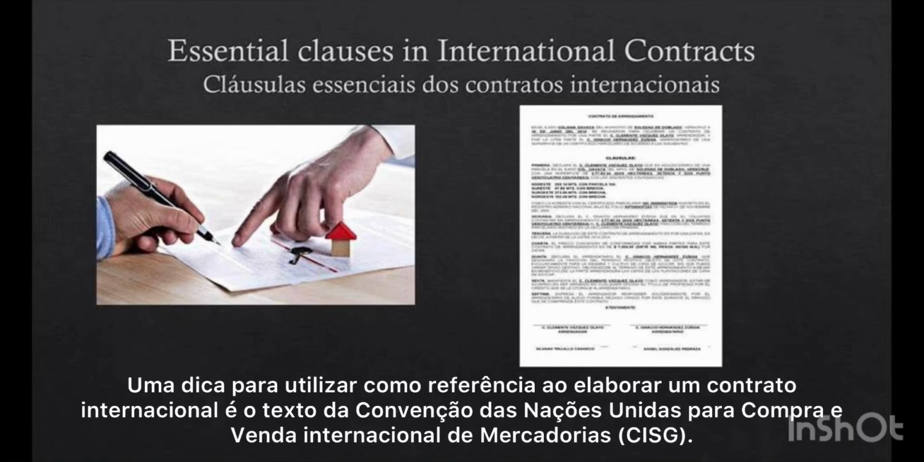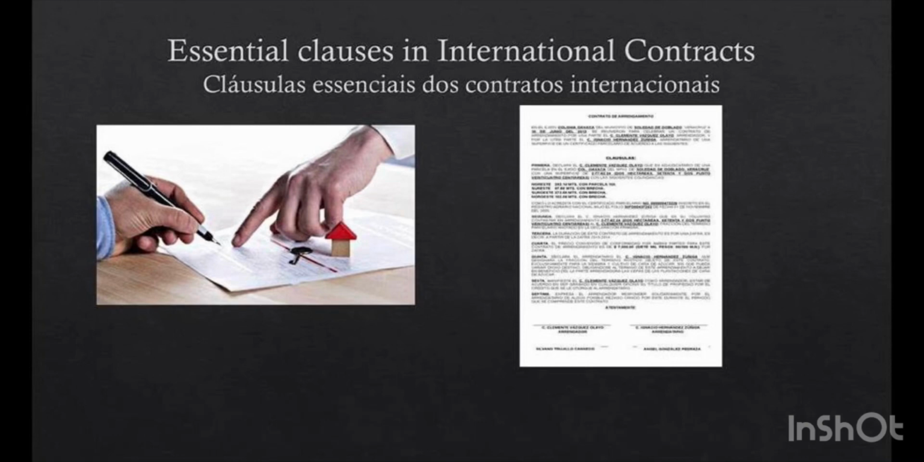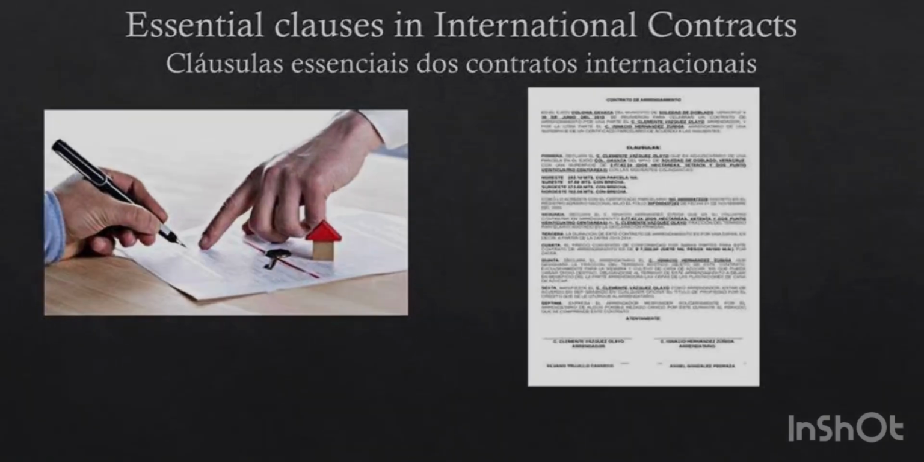A type to use as reference when drafting an international contract is the text of the United Nations Convention for the International Sale of Goods. It came to Brazil and brings a parameter of the clauses that should or should not be included, besides presenting indications to understand what's a problem and what is not.